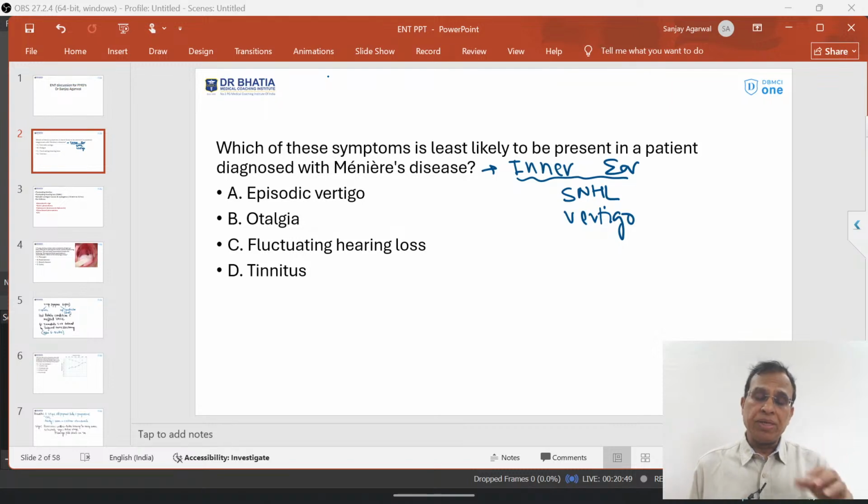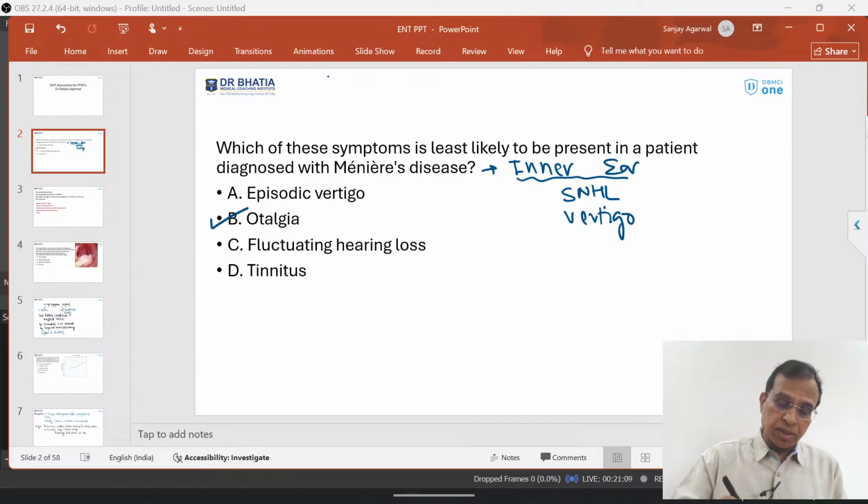Second point is Meniere's is not an inflammatory disease. वैसे inflammation है ही नहीं. So Meniere's cannot have pain for two reasons. A, because it is not an inflammatory disease. Non-inflammatory disease में pain होने के chances बहुत कम होते हैं. And second, inner ear diseases usually do not have pain. So for that reason, otalgia, which means ear pain, is unlikely to happen.